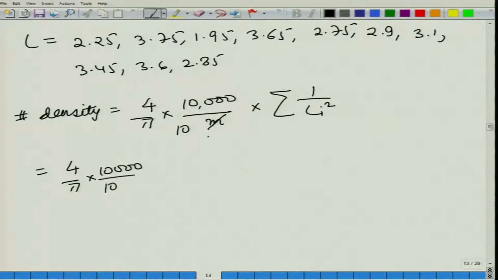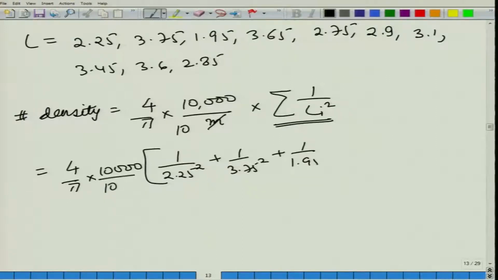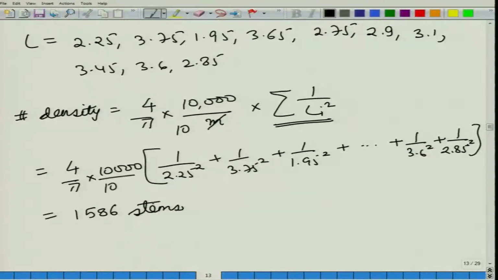So, in this case your sum over 1 over Li square will become 1 upon 2.25 square plus 1 upon 3.75 square plus 1 upon 1.95 square plus so on till 1 upon 3.6 square plus 1 upon 2.85 square. So, now when we do the calculations, we get a value of 1586 stems per hectare.